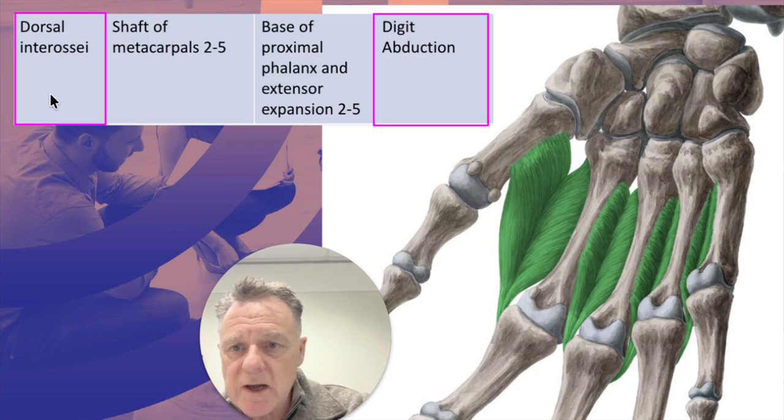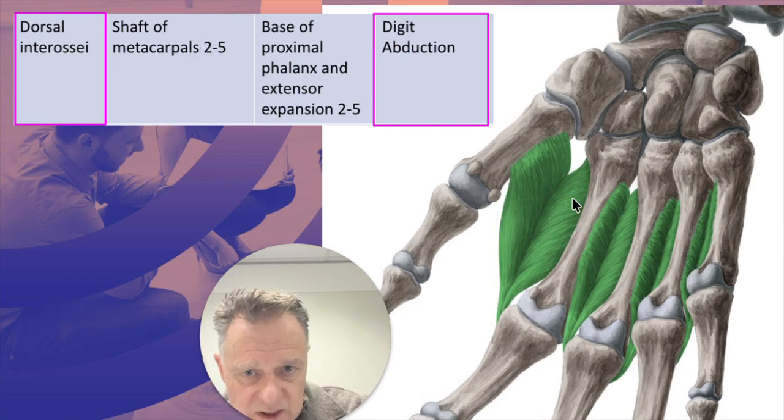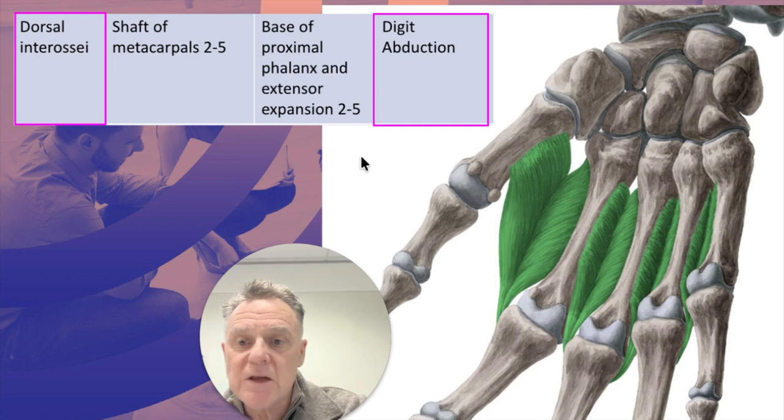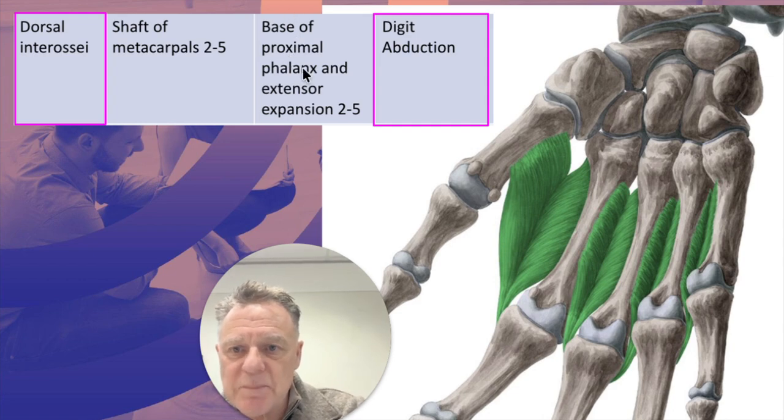Dorsal interossei are, as they sound, from the shaft of the metacarpals of 2, although that looks like it's attached to 1. This is 2 here. It's got an attachment at 1, but it's 2, 3, 4, and 5. So, the shaft of metacarpals 2, 3, 4, and 5, to the base of the proximal phalanx and extensor expansion.